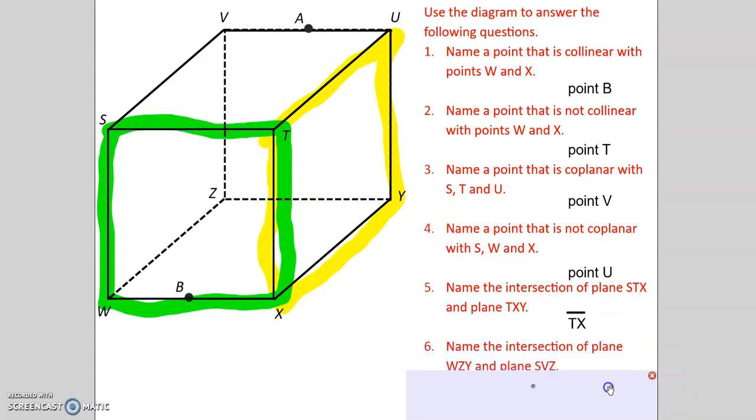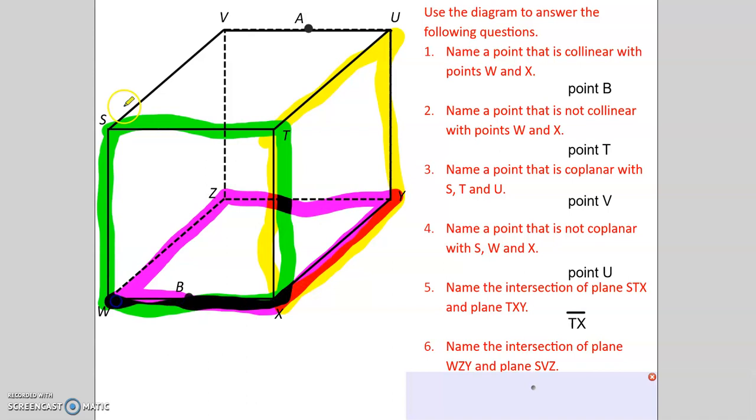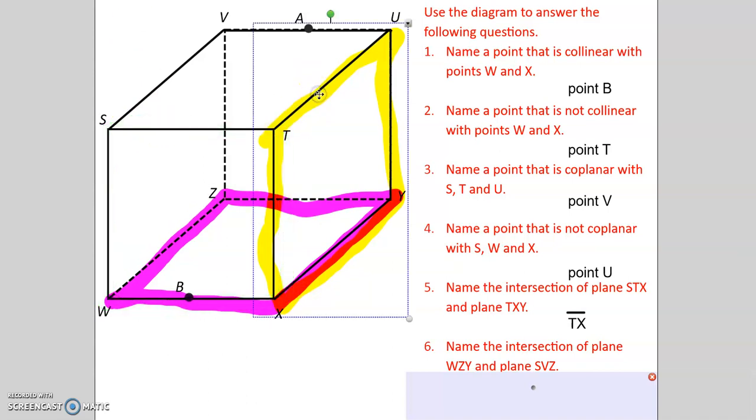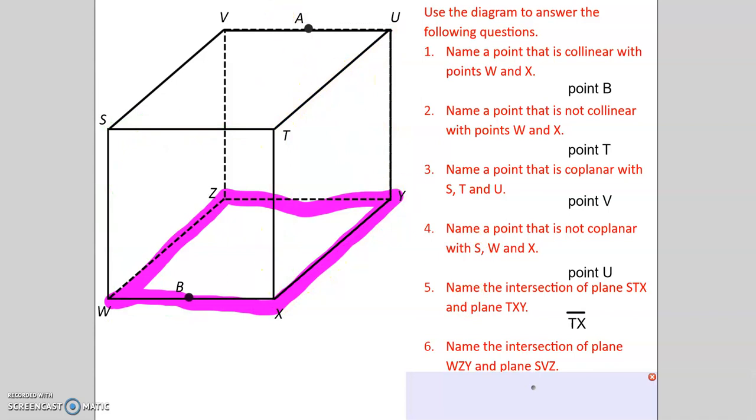And then a similar question. Name the intersection of plane WZY and plane SVZ. Let's see if I can get rid of these other ones. Let's get a different color.